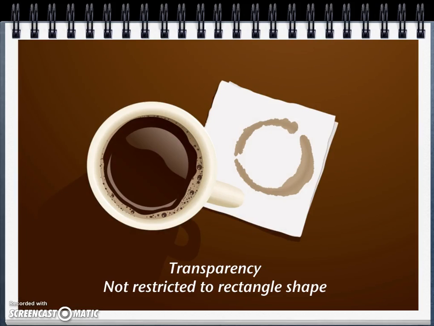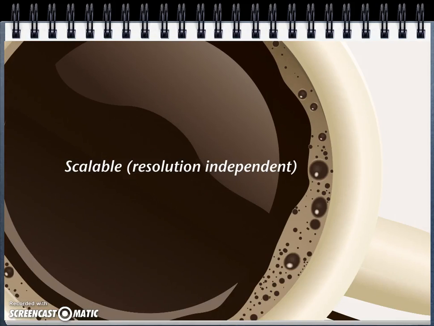Here's an example of that same image, only over a brown background, and notice that it works just fine and the edges of the napkin show. This is called transparency, meaning it's not restricted to a rectangular shape. And better than that, it can get really huge. Here you see it scalable, or resolution independent.